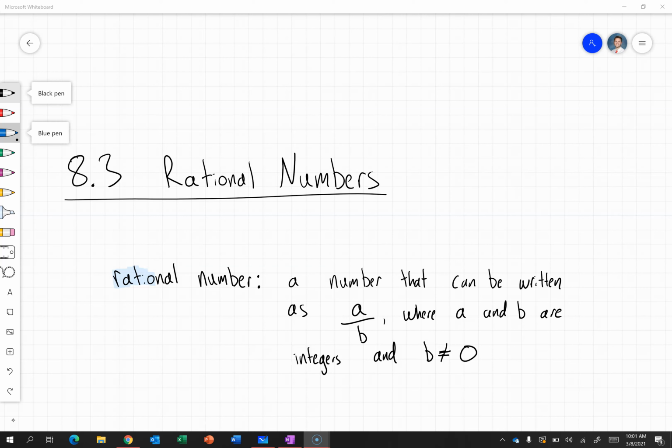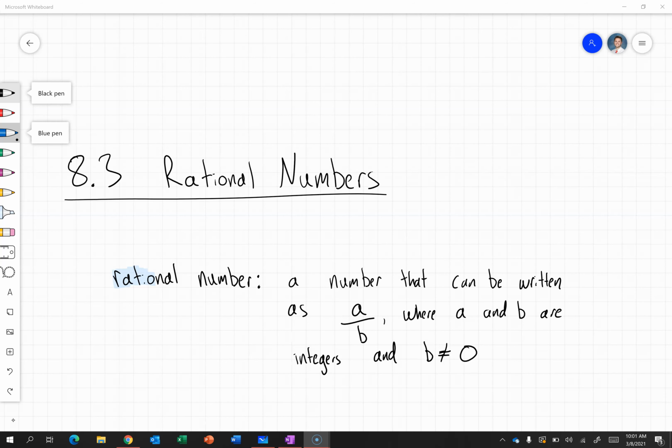All right, we are going to look at rational numbers. So a rational number is a number that can be written as a over b, where a and b are integers and b doesn't equal 0. Now that might all sound confusing in that big definition, but one thing we can look at is, within this word rational number, the word ratio. All it means is that a rational number can be written as the ratio of two integers.